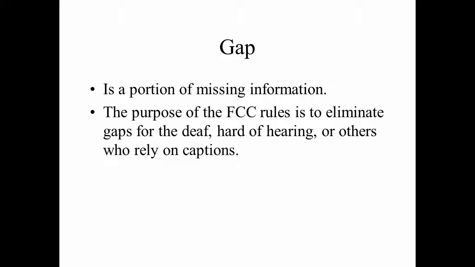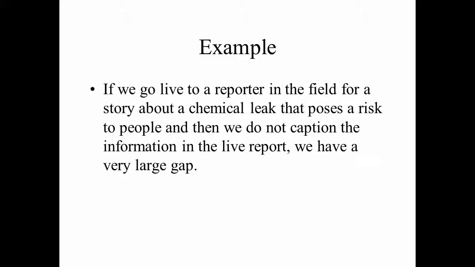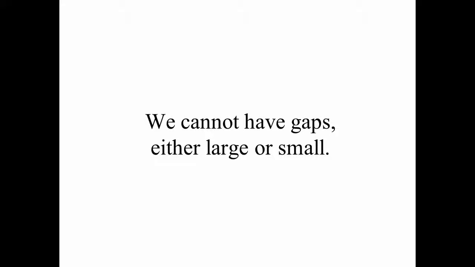The final concept that we're going to define is gaps. A gap is a portion of missing information. The purpose of the FCC rules is to eliminate gaps for the deaf, hard of hearing, or others who rely on captions when watching television. For example, if we go live to a reporter in the field for a story about a chemical leak that poses a risk to people, and then we do not caption the information in the live report, we have a very large gap for people who rely on captions. We cannot have gaps, either large or small.